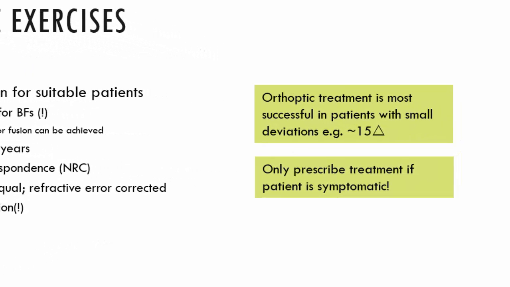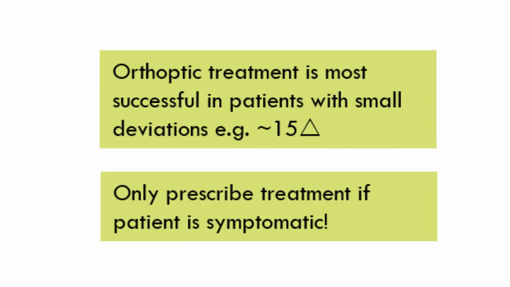Now you'll see here to the right, I've indicated also that orthoptic treatment tends to be most successful when you have a smaller angle deviation, so a deviation around 15 degrees, 15 diopters or less, and also that you don't want to be prescribing treatment for patients who are not symptomatic. So as an example, if you find that a patient has poor convergence but doesn't have any symptoms, we don't treat the poor convergence. You're not going to have motivation. The patient's not going to be interested in improving convergence when it's not actually resulting in a symptom.